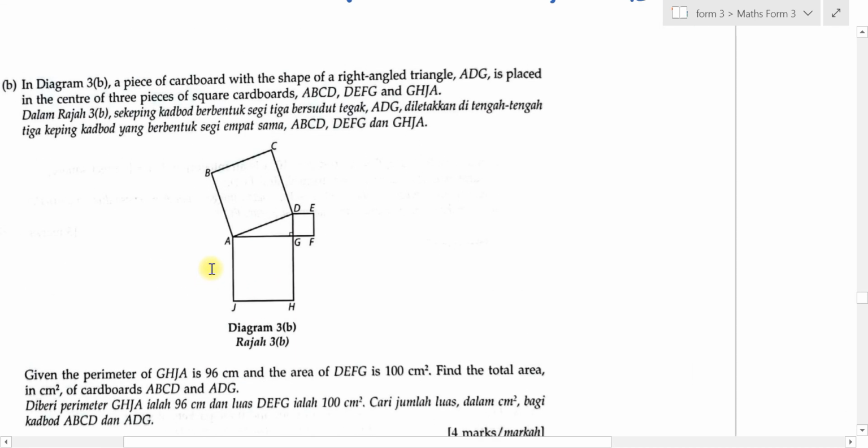In diagram 3B, a piece of cardboard with the shape of right angle triangle ADG is placed in the center of 3 pieces of square cardboard. ABCD is a square, DEFG is a square, GHJA is also a square. Okay. Given that the perimeter of GHJA is 96.